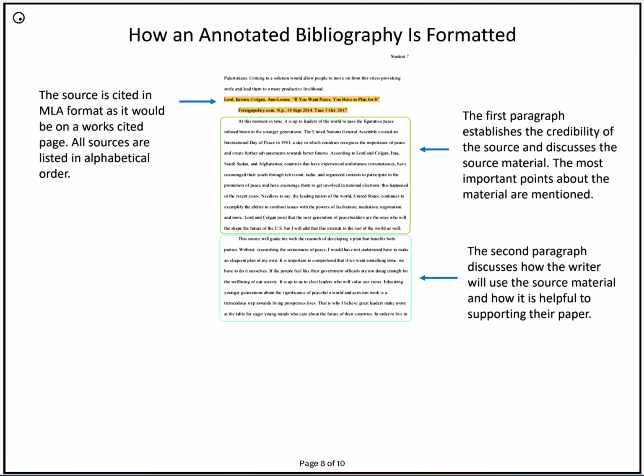Okay, so on the next slide, you're going to see that I have the source citation highlighted there, and then we have our first paragraph here, and then our second paragraph here. Everything's in MLA format. The paragraphs are indented, double spaced, and that kind of gives you an idea of how big these paragraphs need to be. Not super lengthy, but also not super short either.